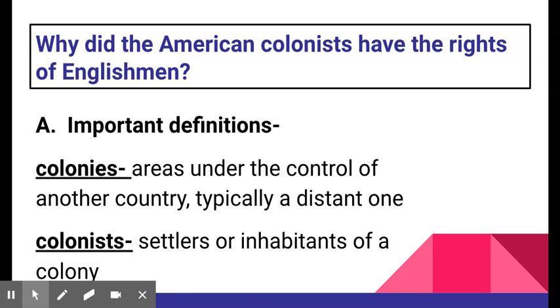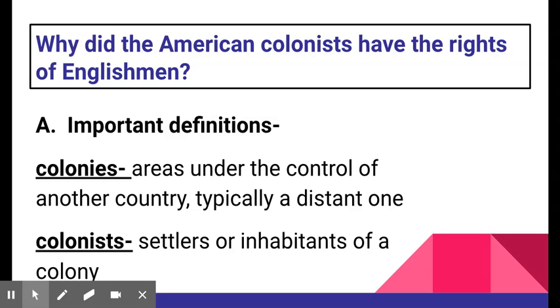So the first thing that you're going to be doing is writing down definitions for colonies and colonists, and those are listed here. The Americans who lived here before the US was an actual country were colonists of Great Britain. And so it's important to understand what those definitions mean.